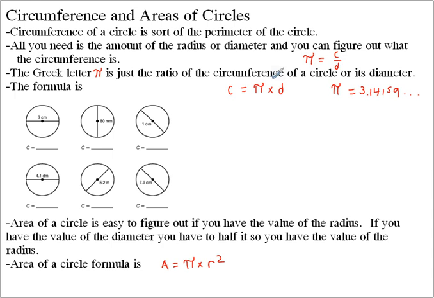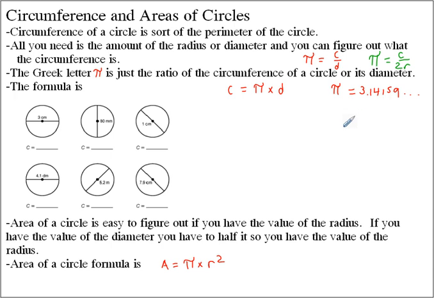Alternatively, pi is also equal to the circumference over two radiuses, because two radiuses are the same as one diameter. Now the Greek letter pi is just the ratio of that circumference over the diameter, or the circumference over the two radiuses. And the formula we normally use to find circumference is right here: circumference is equal to pi times the diameter.